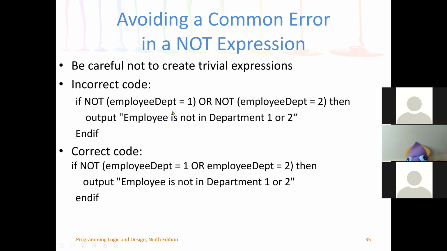So the first is wrong because first we are going to check if employee department is 1. If it's true, then we make it not true, false. This also, if it's false, we make it not true. Then if one of them is true, all will be true. Again, here we want not to execute last because parenthesis goes first before not.